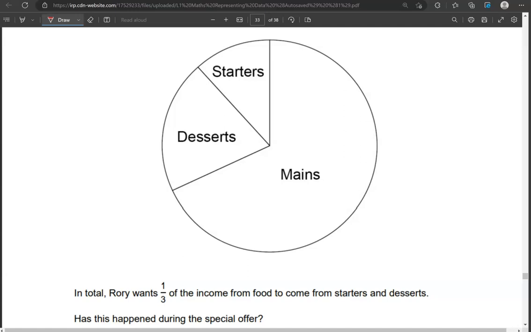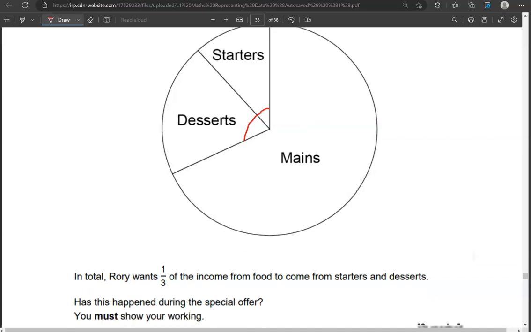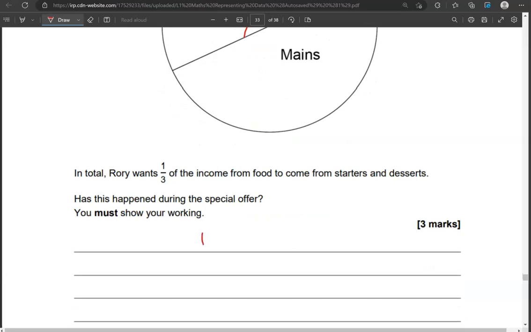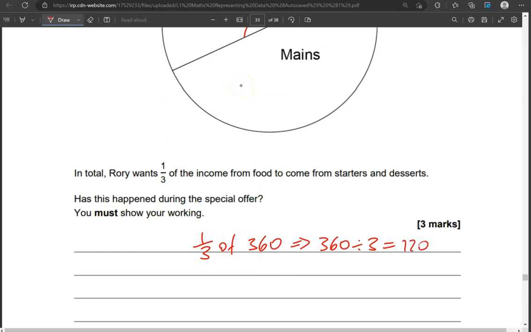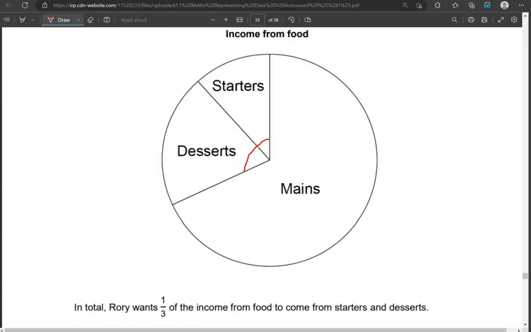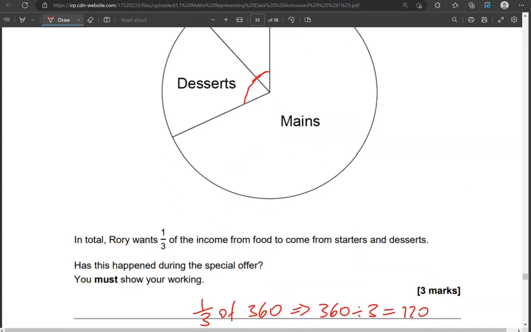So, we're looking to find out if this angle here is equal to 1/3 of 360. So, what is 1/3 of 360? That is 360 divided by 3, which is 120. So if this is 120 degrees or more, that means that this has happened during the special offer.